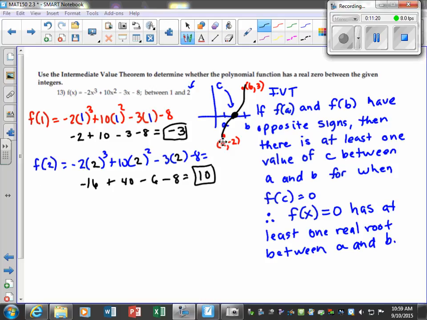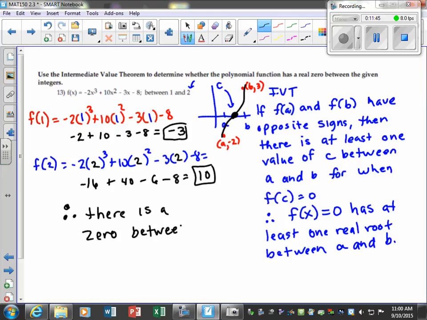So it means at some point it had to cross 0 to get from a negative y value to a positive y value. Because of this sign change, if it changes from positive to negative or from negative to positive, it's guaranteed. Then we would say, therefore, there is a zero between 1 and 2, because that was the interval we tested.